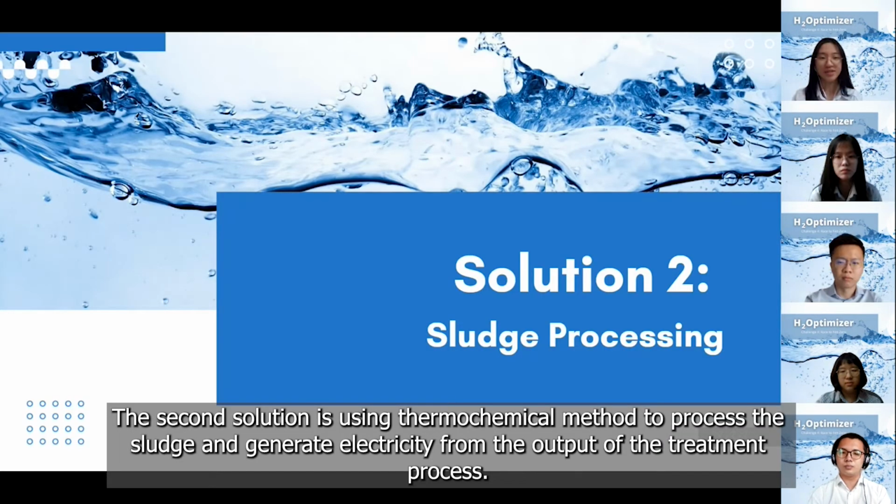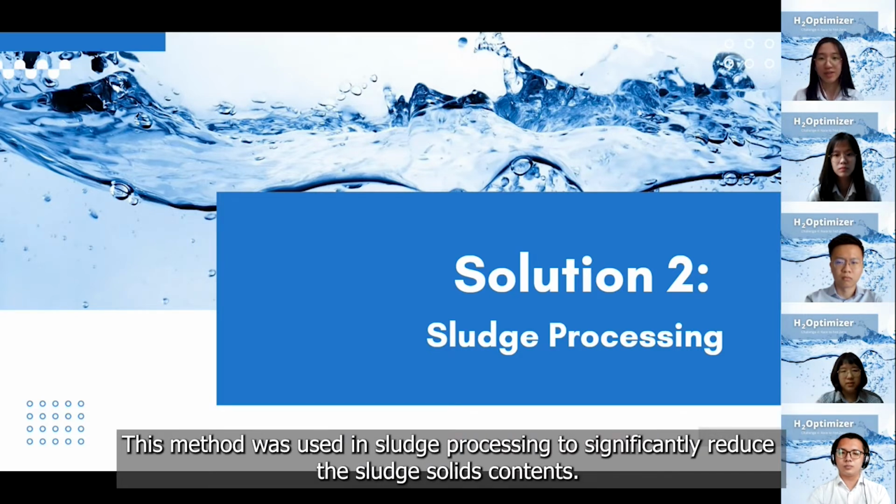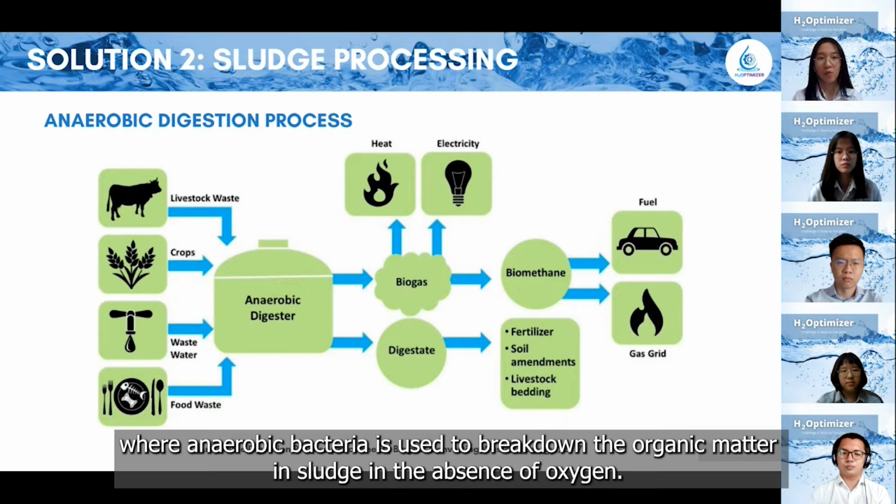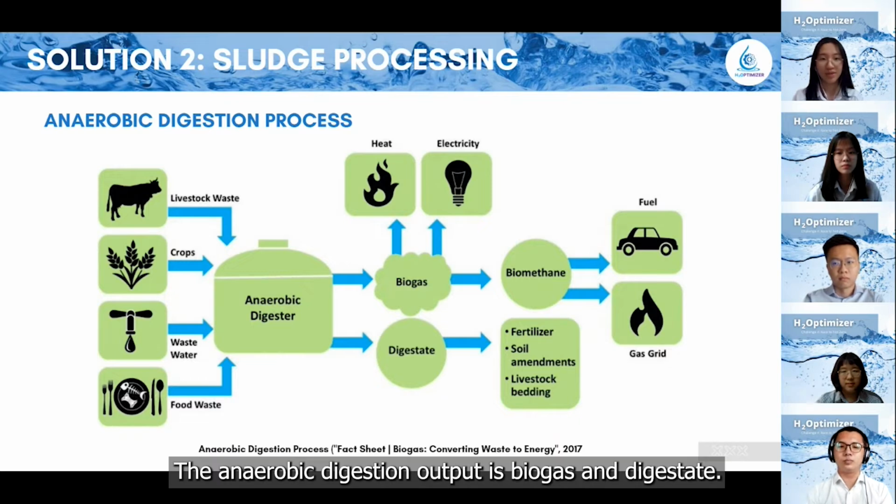The second solution is using a thermochemical method to process the sludge and generate electricity from the output of the treatment process. This method was used in sludge processing to significantly reduce the sludge solids content. Anaerobic digestion is a thermochemical process where anaerobic bacteria are used to break down the organic matter in sludge in the absence of oxygen. The anaerobic digestion output is biogas and digestate.